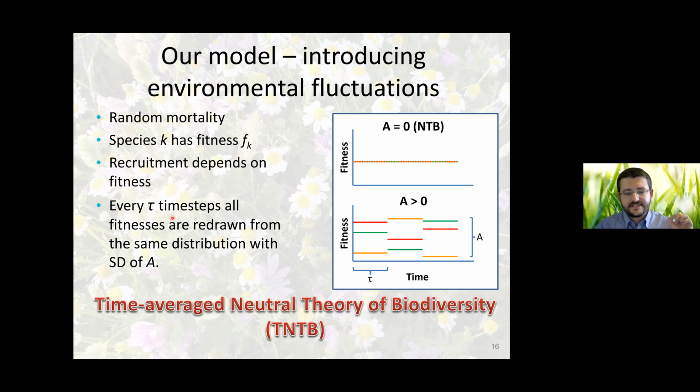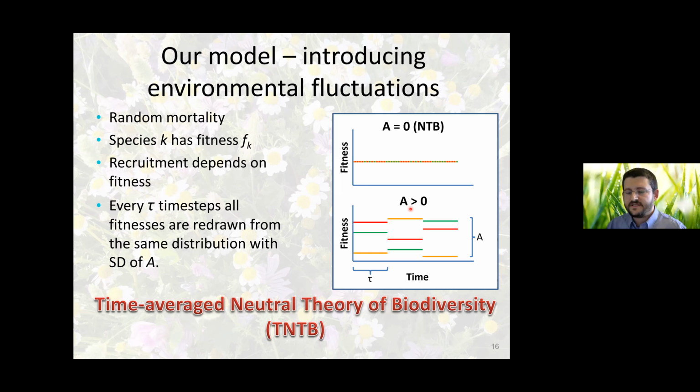Importantly, every tau time steps, the environment changes. I don't know, it becomes drier. All the fitnesses then are redrawn from the same distribution with a standard deviation of A. And this parameter A is the magnitude of environmental fluctuations. If it is 0, then we go back to neutral theory. All the species have exactly the same fitness all the time.